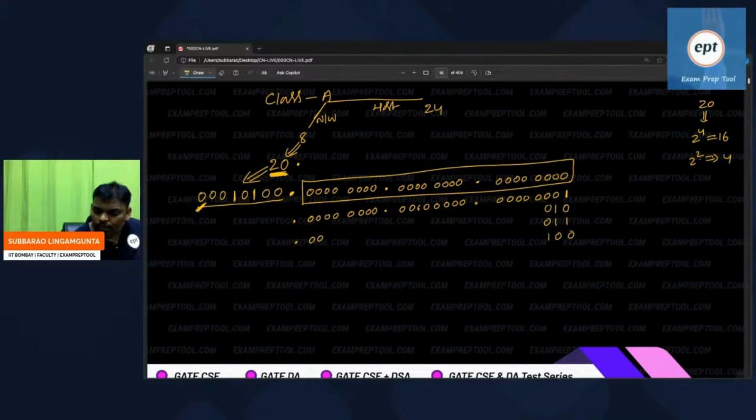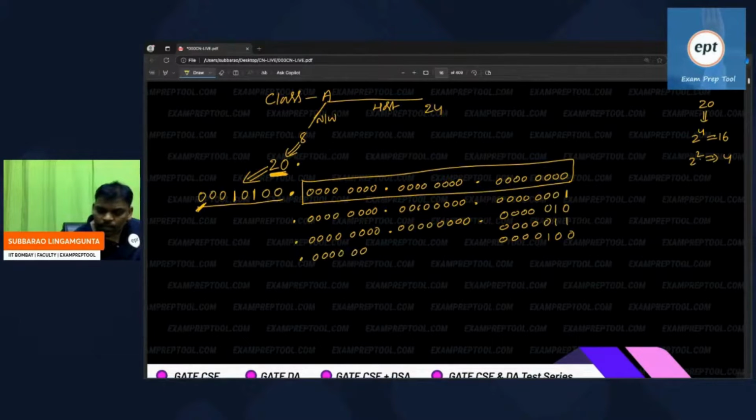So can anyone help me now? How many hosts possible? With the 24 bits, how many hosts possible? I want an answer from everyone. 2 power 24. Like that they are going on.